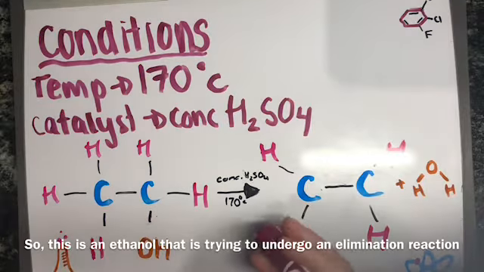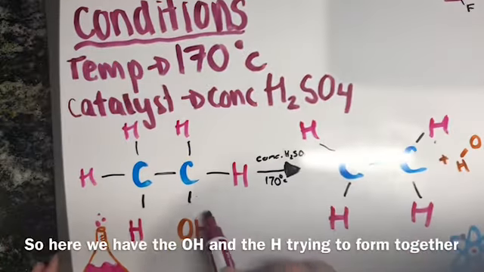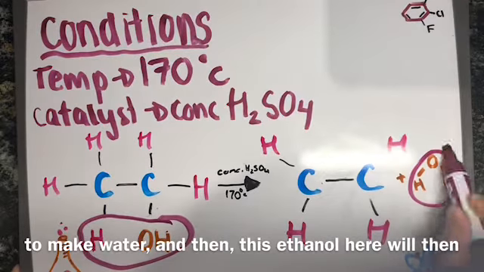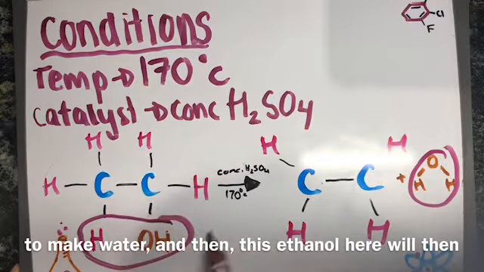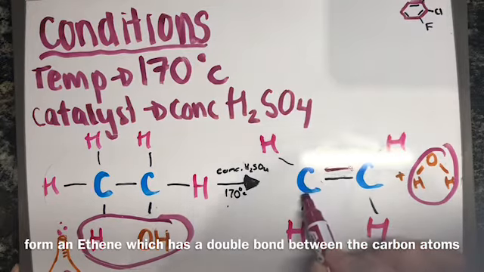So this is an ethanol that is trying to undergo an elimination reaction. So here we have the OH and the H trying to form together to make water. And then this ethanol here will then form an ethene, which has a double bond between the carbon atoms.